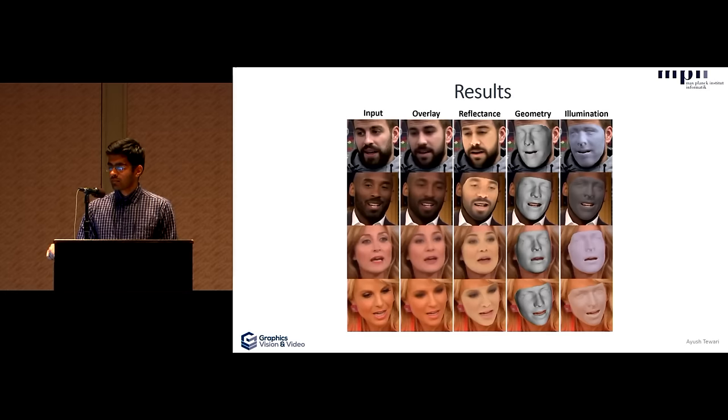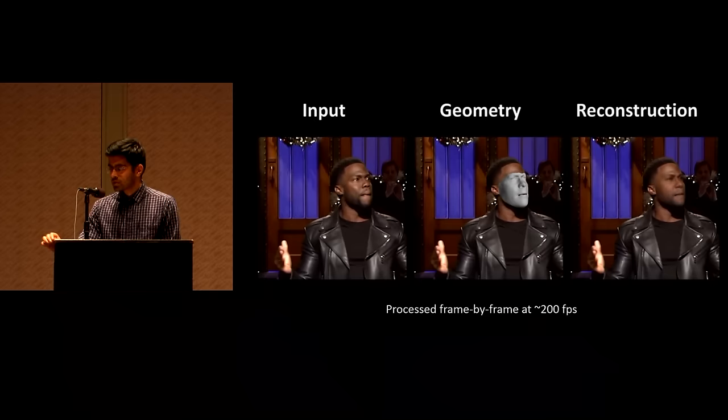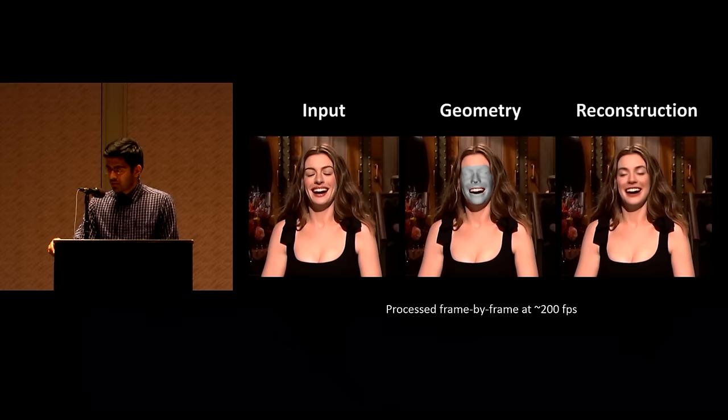Here you can see some of the results. We can separate the different components of our reconstruction even in the presence of beards and makeup. We can estimate the skin reflectance up to a global scale factor. We can also reconstruct video sequences like these you see here. We obtain temporally coherent results, and our approach works well even in large poses. Our approach also is quite fast, running at about 200 frames per second on a Titan Pascal GPU.